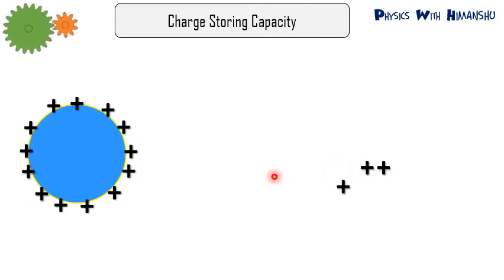The conductor will not accept the charge because positive will now repel positive. It was repelling previously also, but now the space has been occupied. So every conductor has a specific charge storing capacity that mainly depends on area, because the more the area, the more space to store charge, and the lesser the area, the less space to store charge. This charge storing capacity is called capacitance.